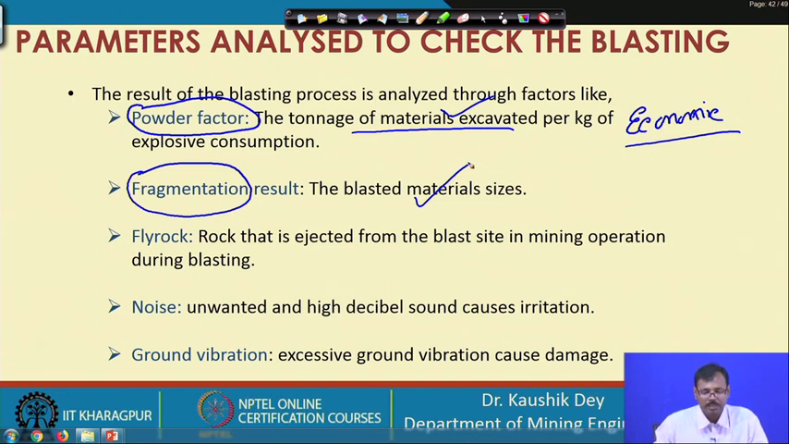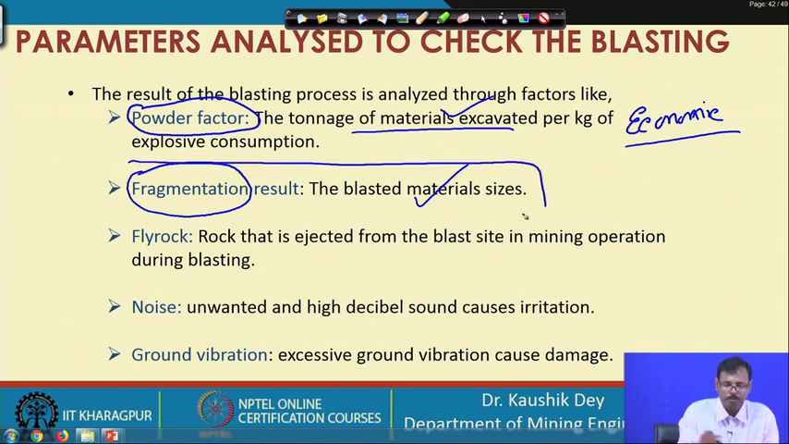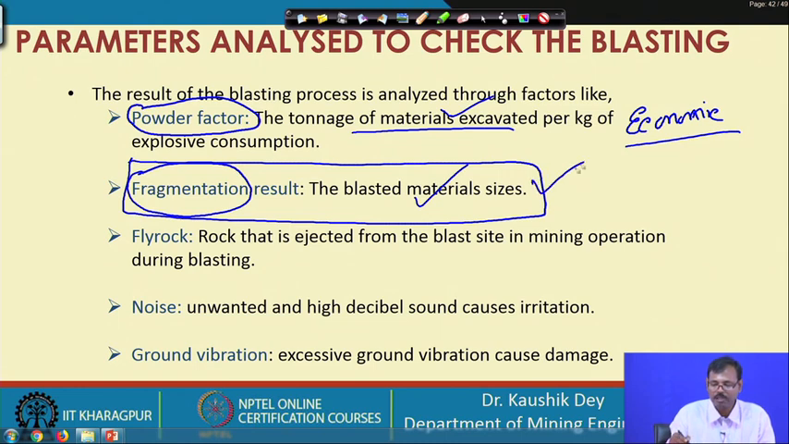So, this fragmentation of the rock is basically the fragment size distribution of the boulders which are formed in the blasting. So, this fragmentation analysis is very important. In fact, fragmentation is the prime objective of a blast, because we want to fragment the rock mass into smaller sizes, and these size requirements are different depending on our different use of the fragmented rock.